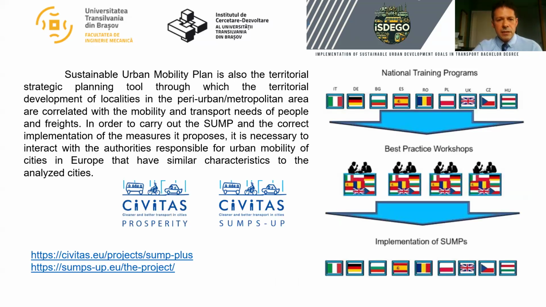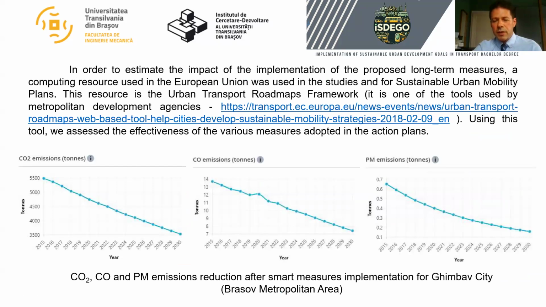As a model and a tool, Civitas has a lot of documents on the trials and also learning courses. The main target is to have a national training process. Afterwards, we exchange knowledge with best practice workshops, and then we implement the SUMP in your country and specific city with your specific needs. Another tool that we use when we write a SUMP is named the Urban Transport Roadmap Framework. I also put the links for each one if you want to check them.